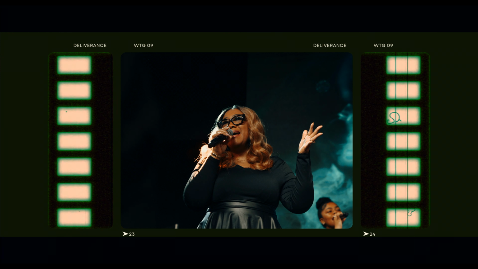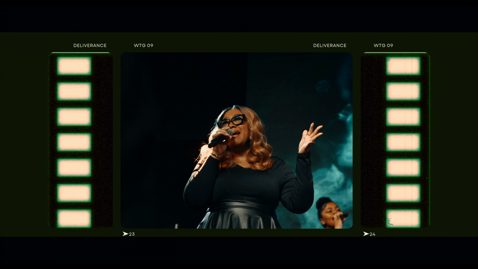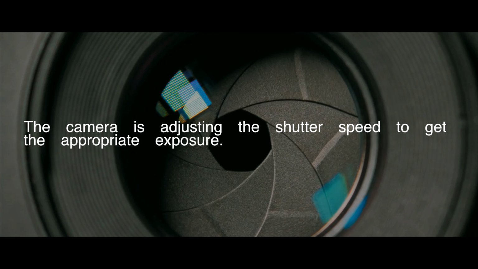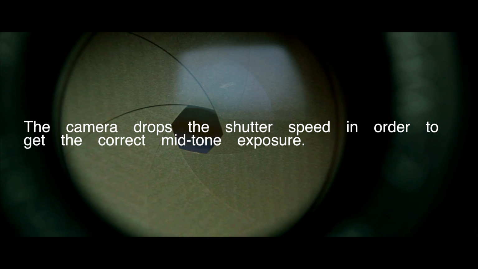The reason why I did not see this distortion as much while shooting in aperture priority mode is because the camera is adjusting the shutter speed to get the appropriate exposure. So whatever shutter speed it was setting my camera to, it fixed the distortion. The camera drops the shutter speed in order to get the correct mid-tone exposure.